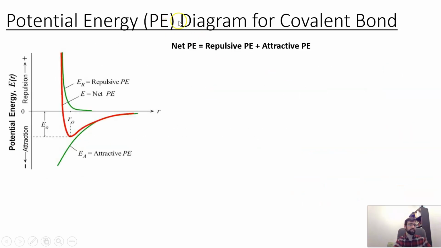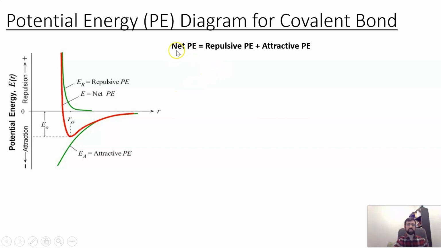This graph kind of shows the different types of potential energy, attractive and repulsive. And then when we combine them together, we get something called the net potential energy. Here's what I want you to know about these graphs before we get started. The y-axis is the potential energy. If it is positive or above zero, it's repulsive potential energy. If it's negative or below zero, that's attractive potential energy. The x-axis, labeled by R, is the distance between atoms.